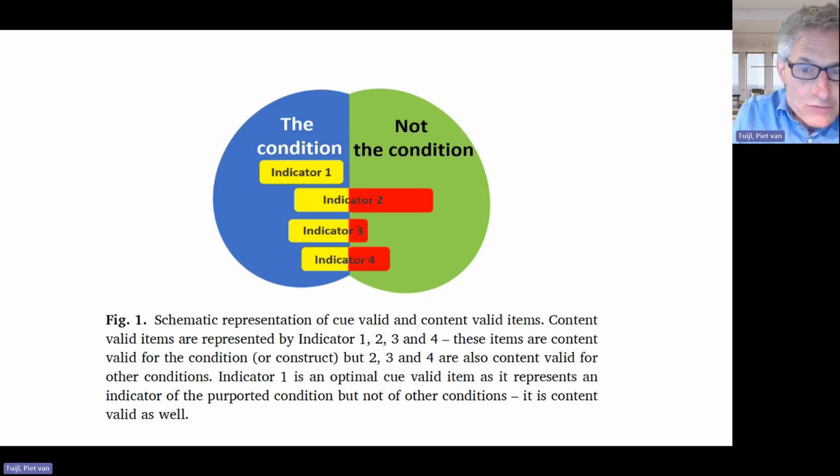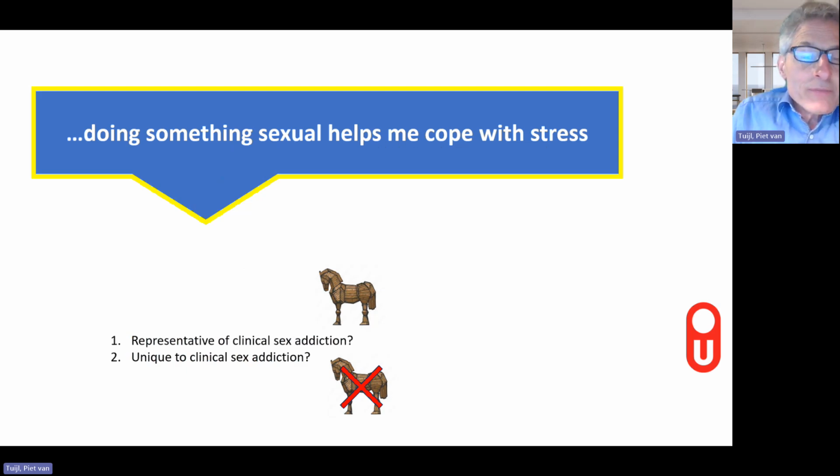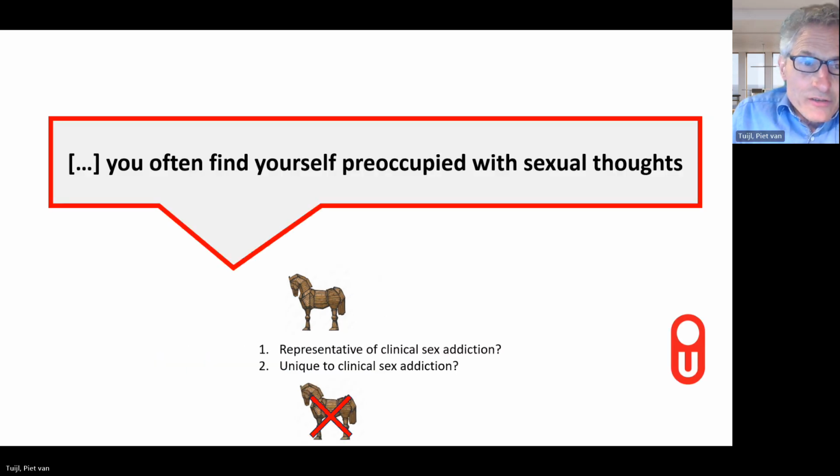Let's continue. "Doing something sexual helps me cope with stress." "You often find yourself preoccupied with sexual thoughts." This is really a questionnaire item to measure sex addiction. But again, is it representative of clinical sex addiction? Yes, because people who are afflicted by sex addiction often find themselves preoccupied with sexual thoughts. So there, we're good that far. It is content valid, but is it unique to a clinical sex addiction?